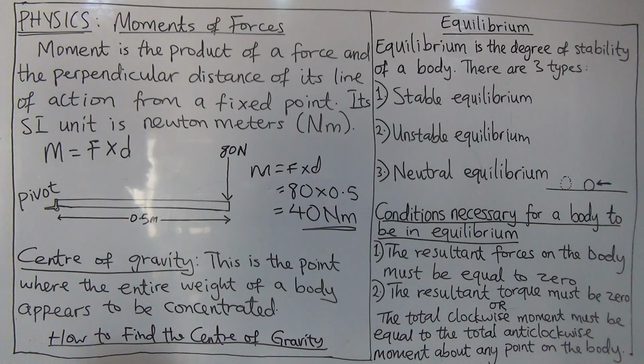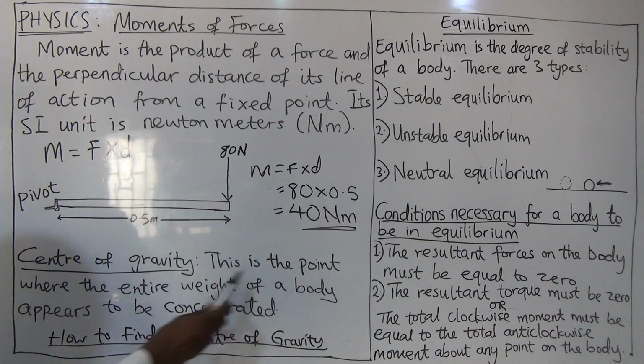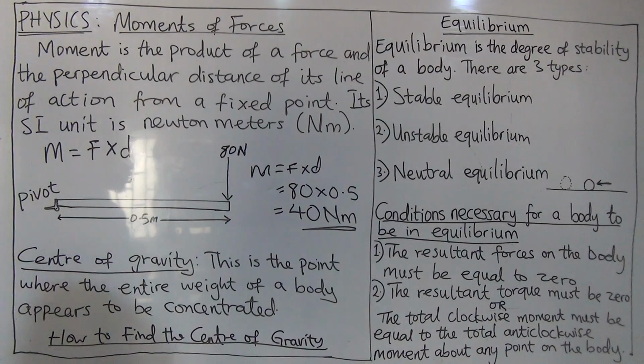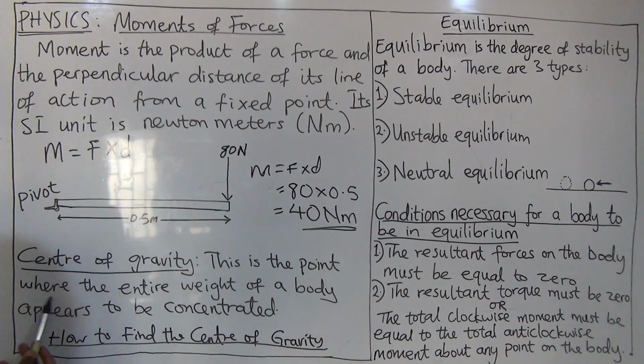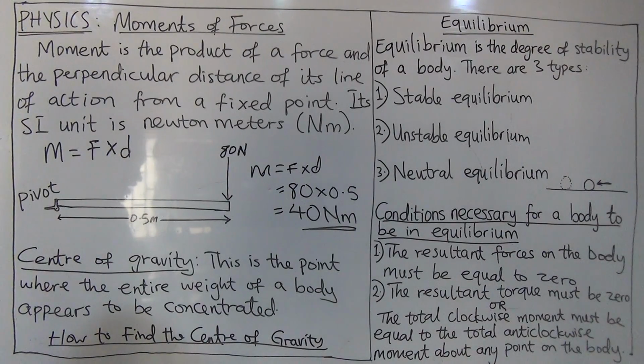To gain better understanding of moment, we have to understand what we mean when we say center of gravity. When we say center of gravity, what do we mean? Center of gravity, this is the point where the entire weight of a body appears to be concentrated. Wherever the entire weight of a body appears to be concentrated, we take that part of the body as the center of gravity. How do we find the center of gravity of a body?